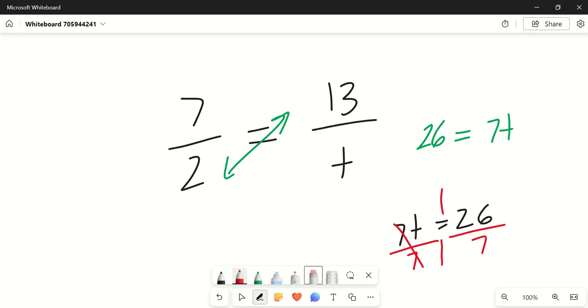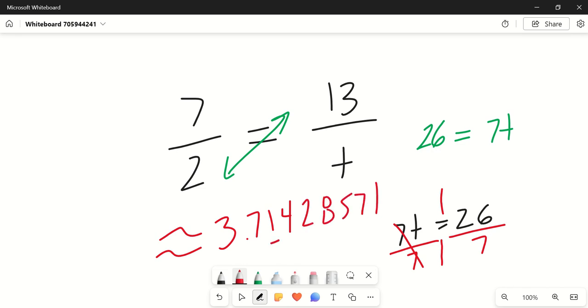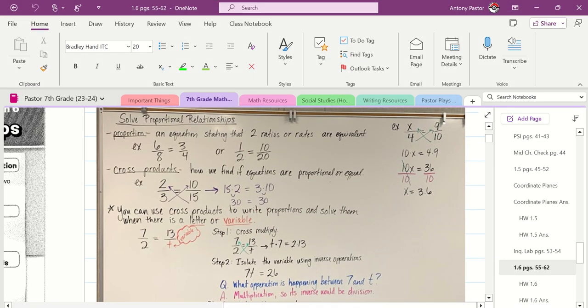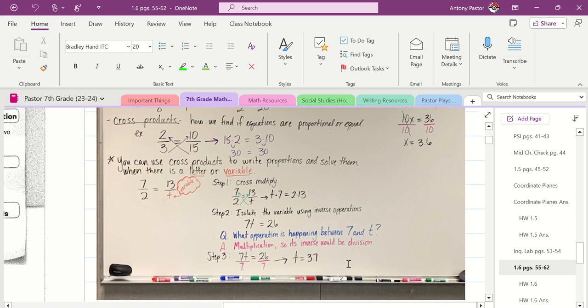26 divided by 7 will give me an approximate answer of 3.714285571, or rounded to the nearest hundredth. Since that's a 4, this will just fade away, and it'll be approximately 3.71. Or as this one gave us, 3.7. I round to the nearest hundredth, but 3.7, 3.71, that's fine.